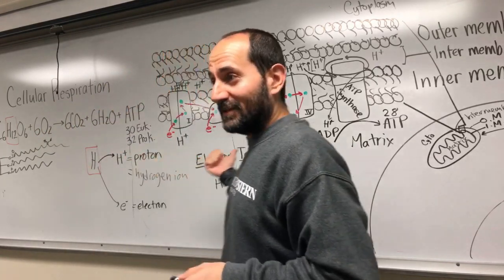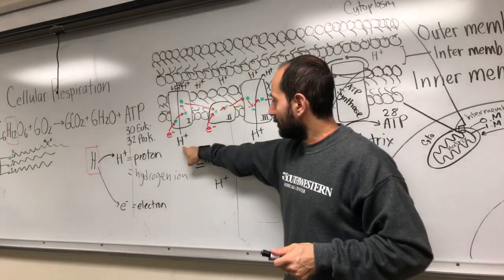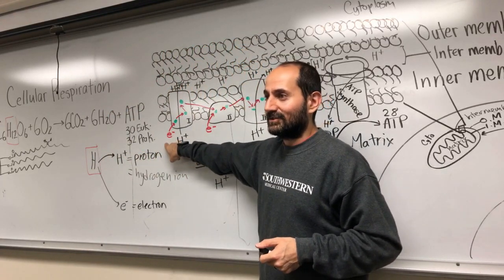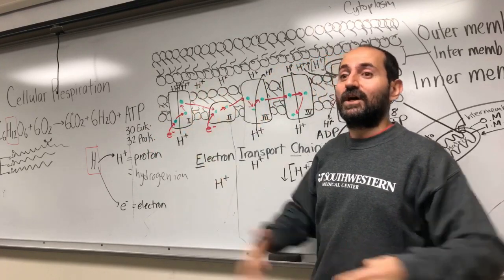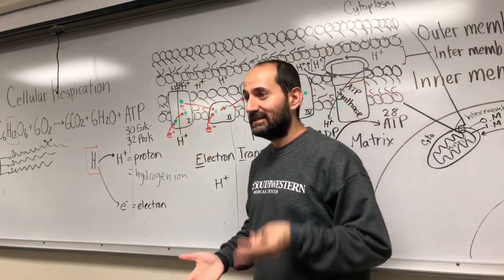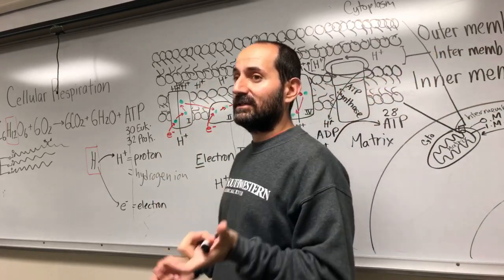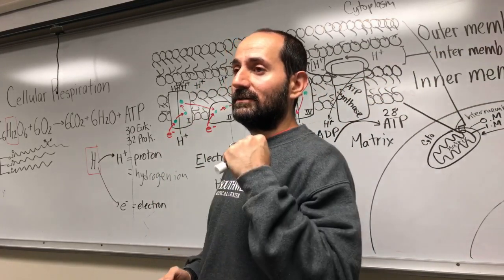The machine runs on hydrogen, doesn't it? Because it runs on protons and it runs on electrons. What are you getting from your sugars and your fats? A ton of hydrogens, right? Does that make sense? And does it make sense why fats give you more energy than sugar?